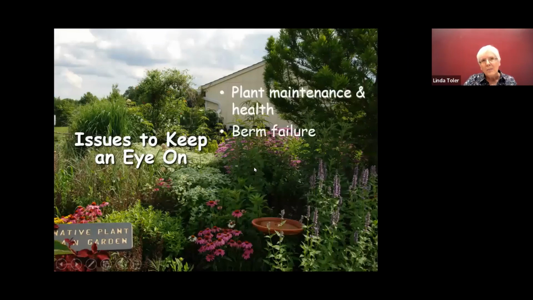Okay, you need to keep an eye on your berm because if it fails, your garden's going to fail. It's not going to hold the water and let it gradually run out of the ponding area. So after a rain event, check your berm. Make sure that it's not eroding away. If it does have some failure, you want to fix that failure right away, okay? Don't leave it because it's just going to get worse.